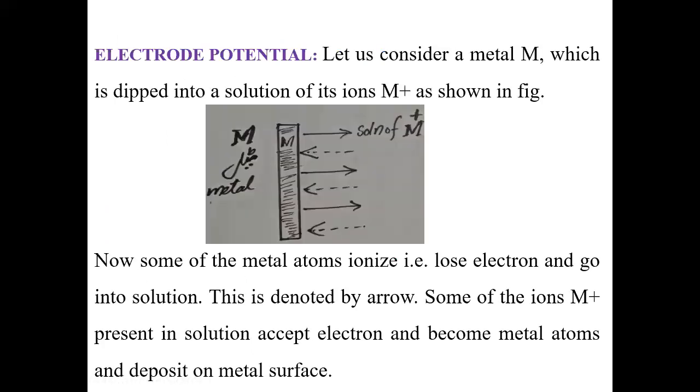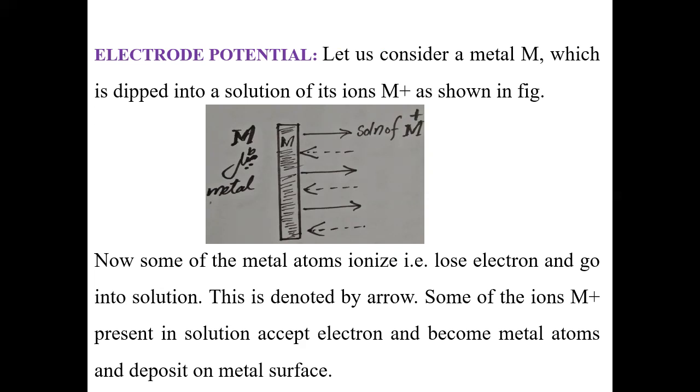What is electrode potential? Let us consider a metal M, which is dipped into a solution of its ion M+ as shown in the figure. Now some of the metal atoms ionize, that is, lose electron and go into solution. This is denoted by an arrow. Some of the M+ ions present in the solution accept electron and become metal atoms and deposit on the metal surface. This is denoted by a dotted arrow.